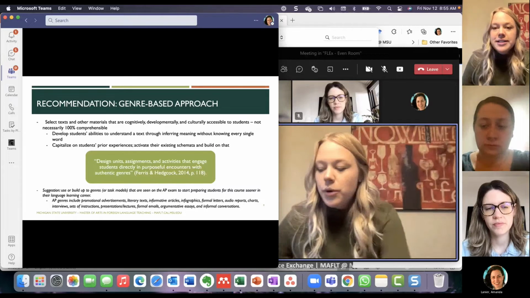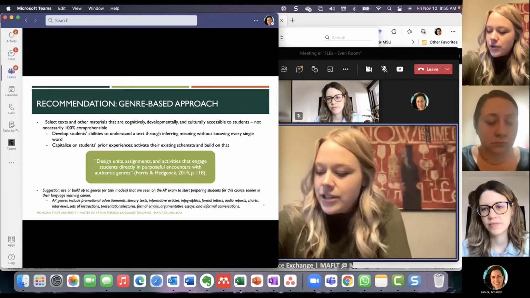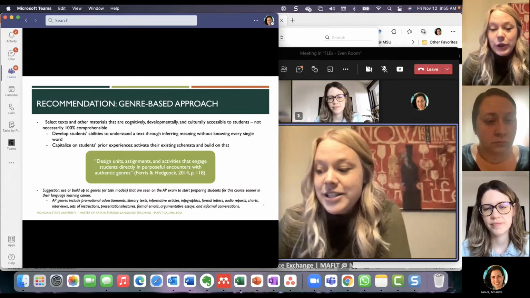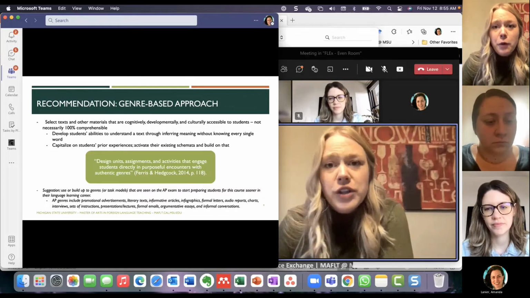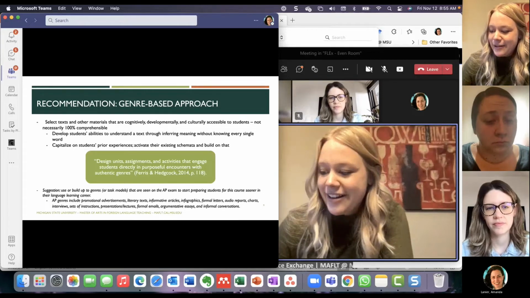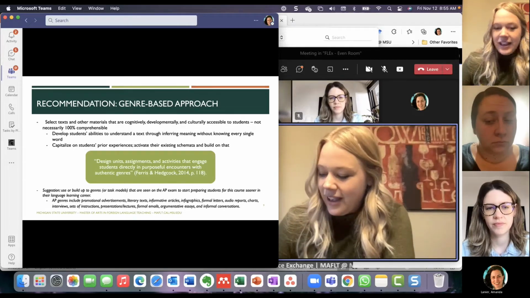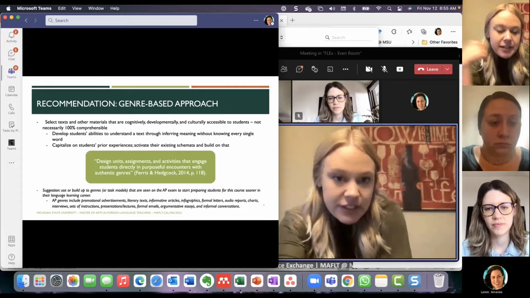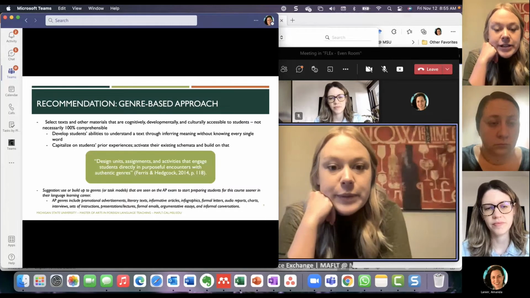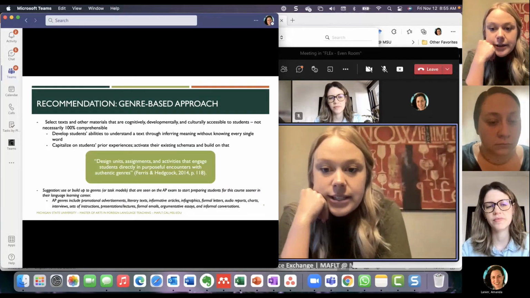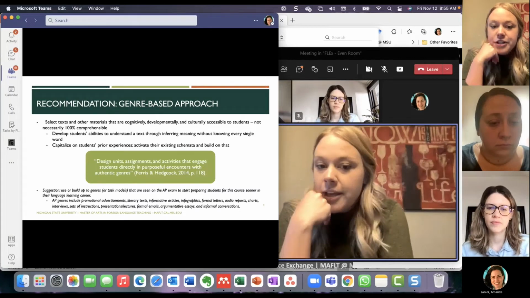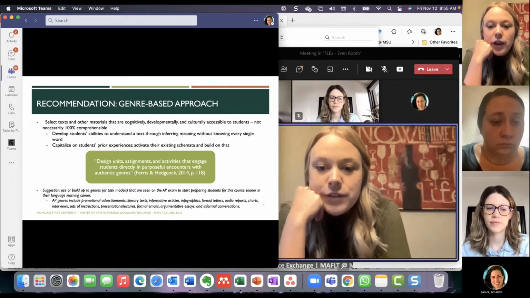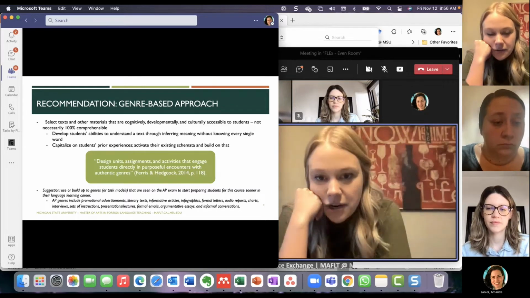And this is an important skill for our students to learn so that they can be more autonomous learners, so they can use the language on their own without us there helping them. And so as you are introducing the genre and the text, make sure you're capitalizing on your students' prior experiences, activating their existing schemata and building on that. You're designing units, assignments, and activities that engage students directly in purposeful encounters with authentic genres.